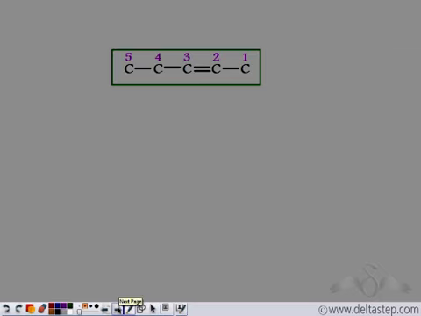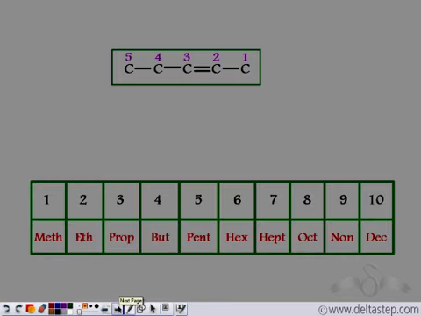Now we have to give the word root. The word root comes from the number of carbon atoms in the longest carbon chain. We have 5 carbon atoms. 5 carbon atoms means pent. So this becomes pent. The double bond starts from position number 2. So we get 2. And to get the suffix, we have to look at the functional group present. Since the double bond is the functional group, the suffix is ene, since it is an alkene. So this is the IUPAC name of this organic compound.